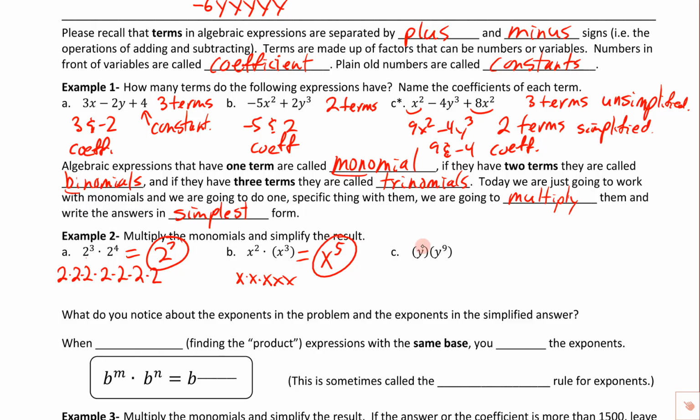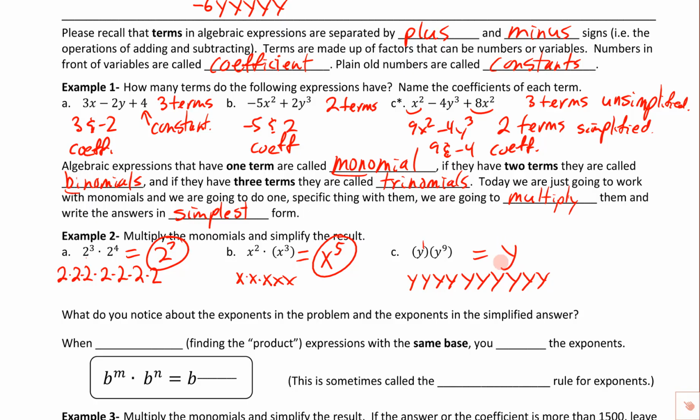Keep in mind that if there's no exponent written, that's an exponent of 1. We've only got the 1. Okay, so we've got a y here, and then we've got 9 y's for this next one. So I'm going to make sure that I get all these in here. Let's see, there's 1, and there's 3, 6, 9. Okay, so I've got them all written down there. And again, this is repeated multiplication with just a y as a factor.